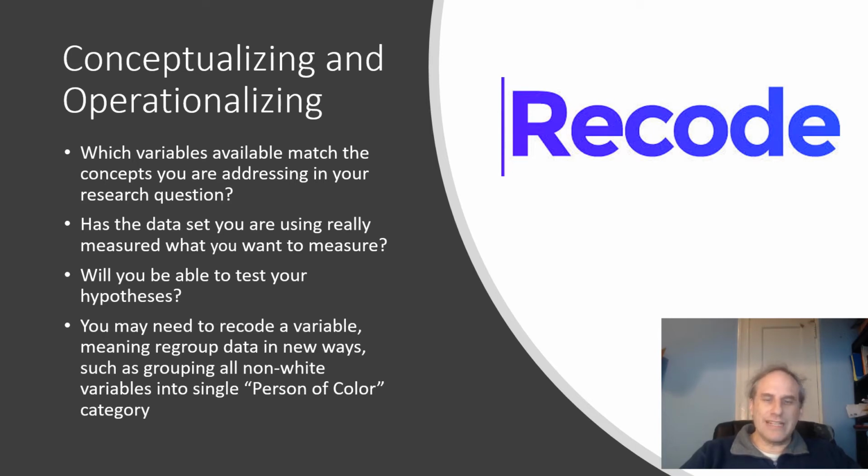You may at times need to recode a variable, meaning you may regroup data in new ways, such as in a question about race, taking all the non-white variables into a single person of color variable, or otherwise rearranging data into the groups that are useful for your particular research question. Recoding is probably the lengthiest process, beyond analyzing, to really think about. Yes, you have this raw data, but are there ways of grouping it into the categories that really work for the research you want to do?